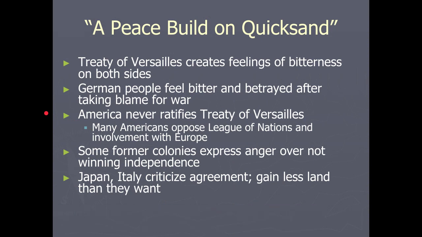Now, there's a problem here. The Treaty of Versailles creates feelings of bitterness on both sides. The Germans are livid. They are angry because they did what they thought was the mature thing. They said we should stop fighting because we can't win the war. The Germans could have kept fighting probably for another 6 months, a year, maybe two. They could have kept going. But what's the point? They can't win. They know they aren't going to win.